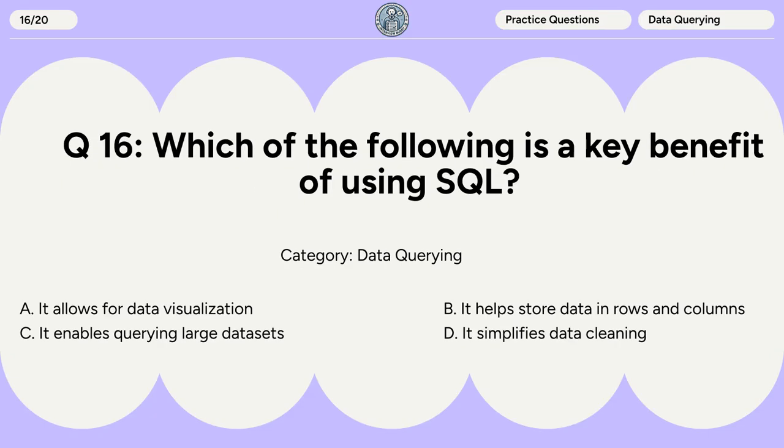Question 16. Which of the following is a key benefit of using SQL? A. It allows for data visualization. B. It helps store data in rows and columns. C. It enables querying large datasets. D. It simplifies data cleaning.